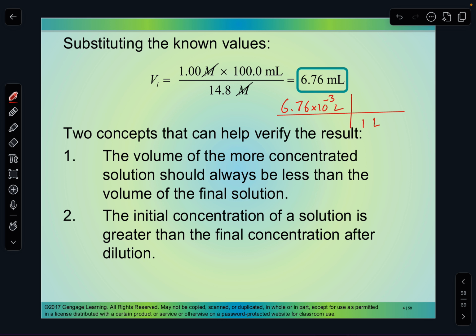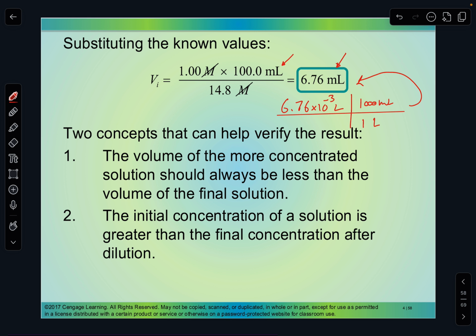For every 1 liter, there's 1,000 milliliters. That gives us this answer right here, 6.76 milliliters. So you can keep it in milliliters or you cannot. Just keep in mind that whatever units you start with are the units that you're going to end with. But I recommend just keeping everything in liters. That way you will not get confused.